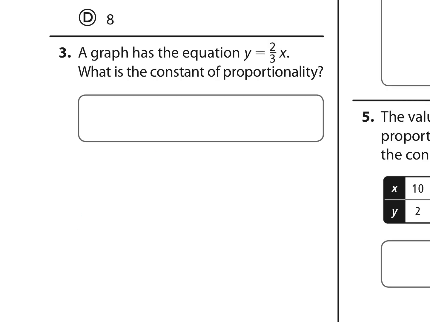Number 3, a graph has this equation. What is the constant of proportionality? Well, actually, k fits into this little equation, y equals k times x. And in this problem, it's y equals 2/3 x. So k is 2/3.